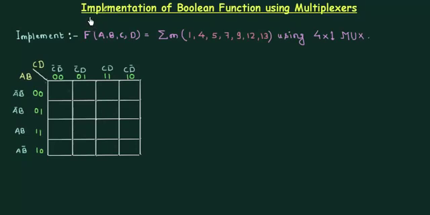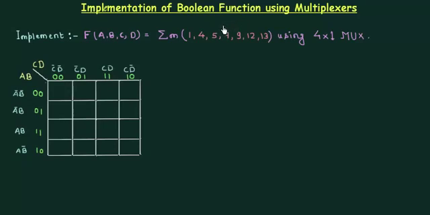In this presentation, we will do the implementation of Boolean function using the multiplexers. If you remember, in the introductory part of the multiplexers, I explained some of the uses, out of which one use was the implementation of Boolean function. And it is very important.